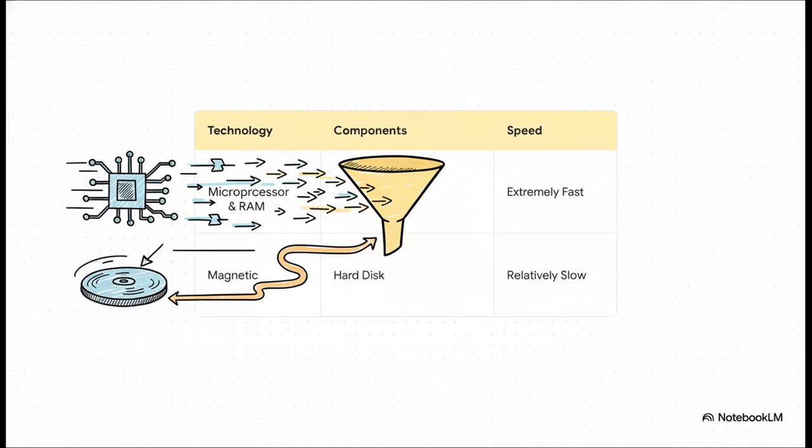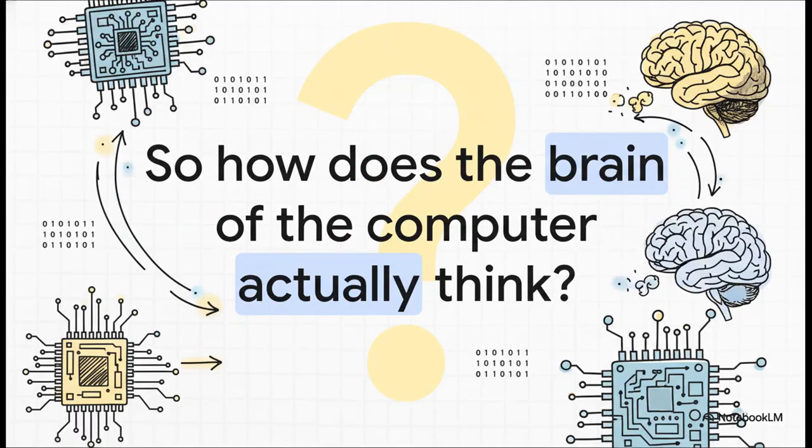Okay, so here's the catch. The microprocessor and RAM, they're ridiculously fast. But the hard disk, well, it's pretty slow in comparison. That speed gap creates a huge bottleneck. So you have to wonder, how does that super fast brain actually process anything at its most basic level?